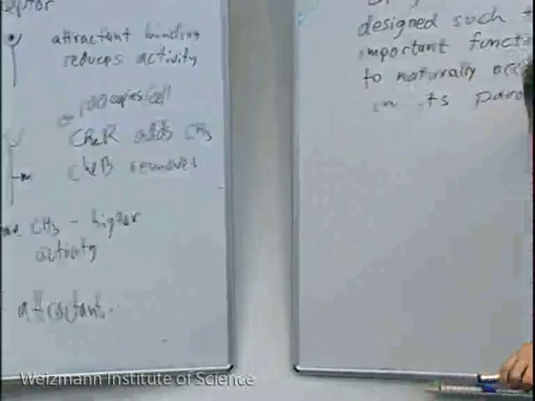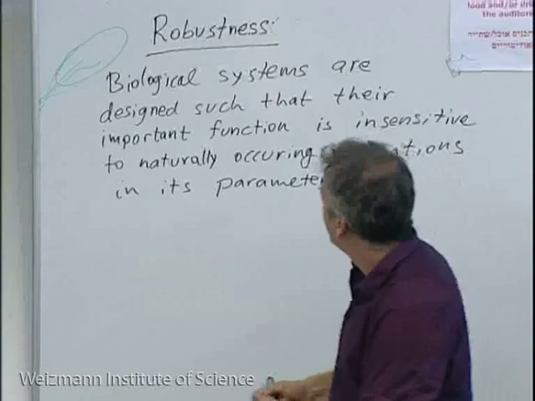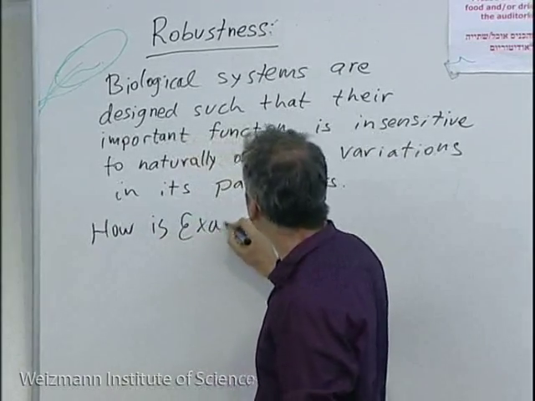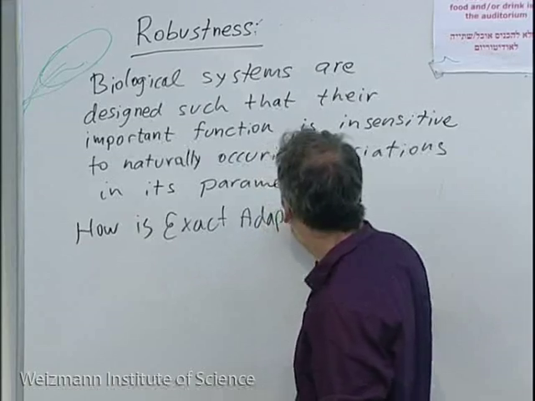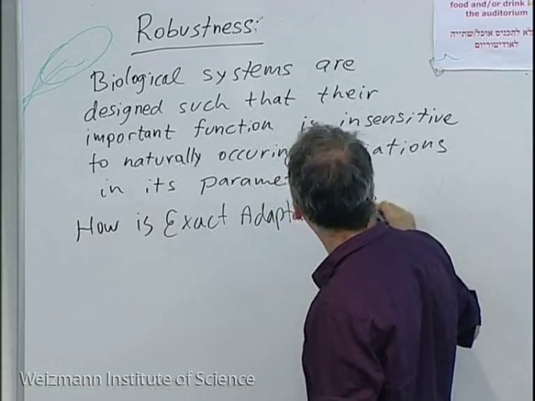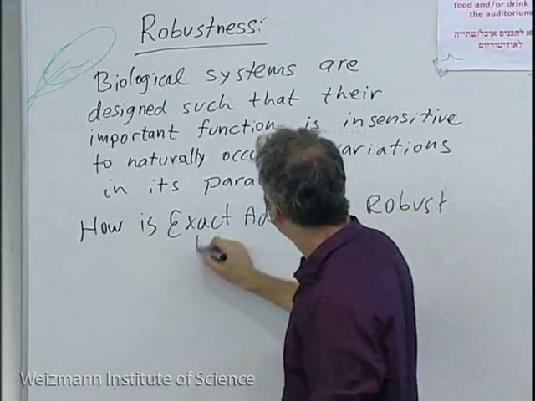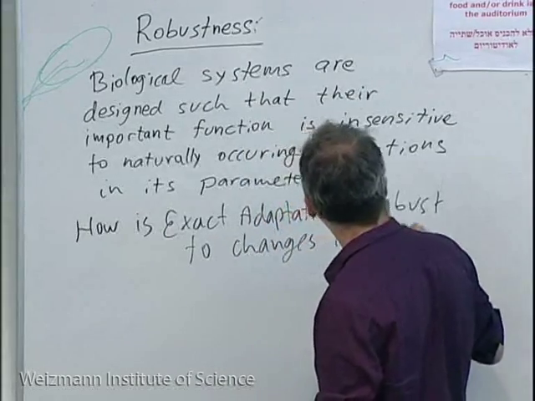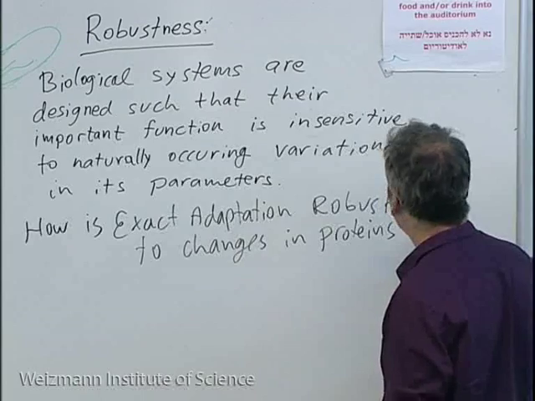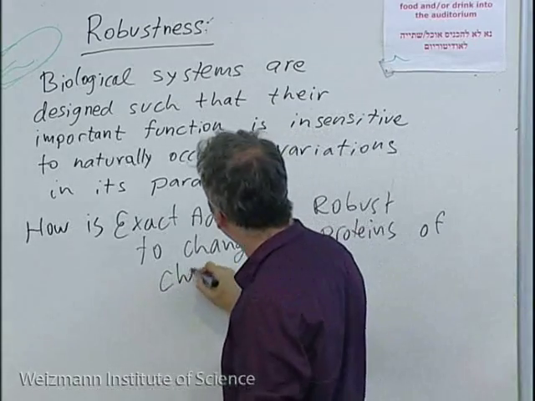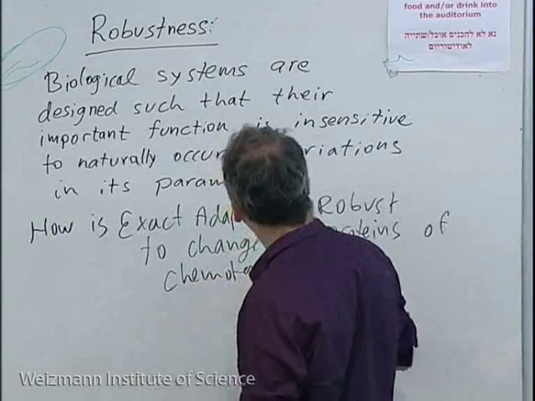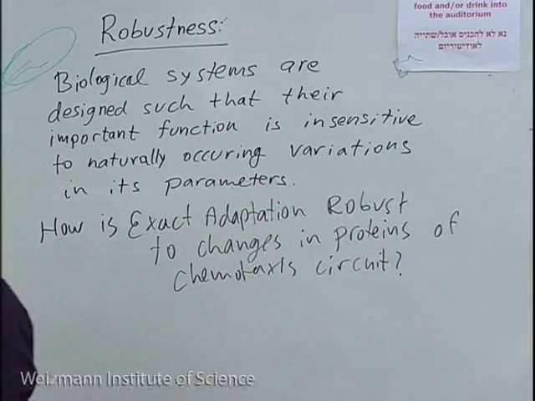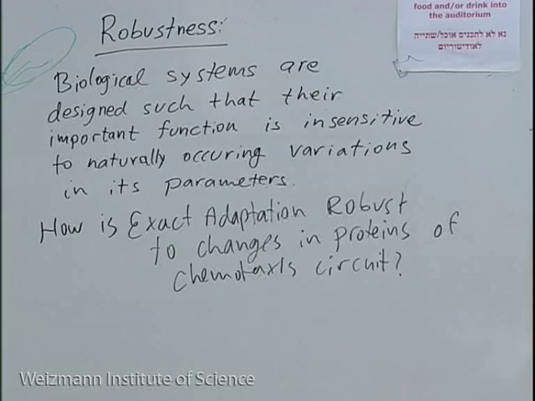So, how is exact adaptation robust to changes in the proteins of the chemotaxis circuit? Or is it robust? Maybe it's not robust.